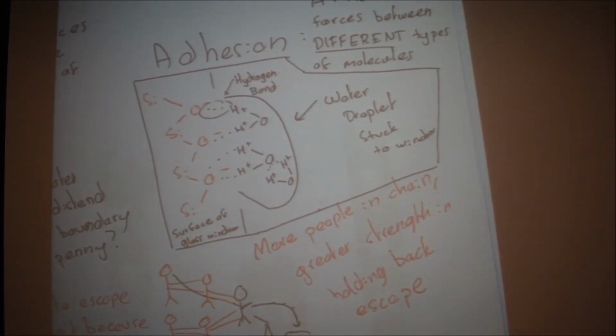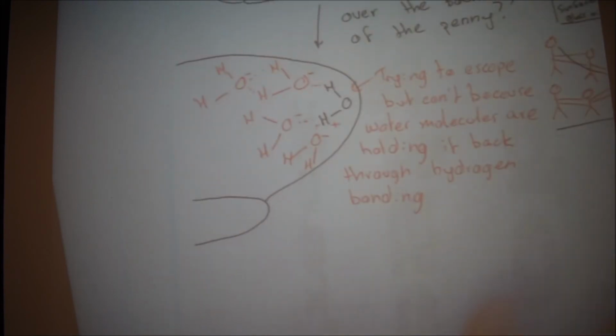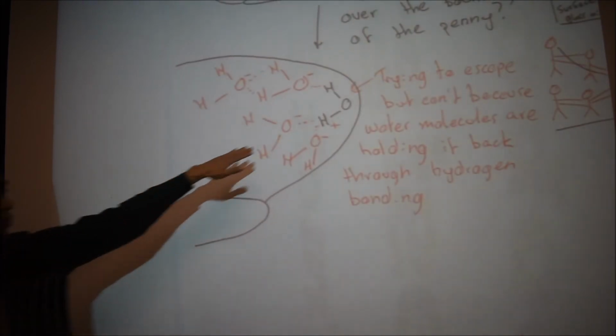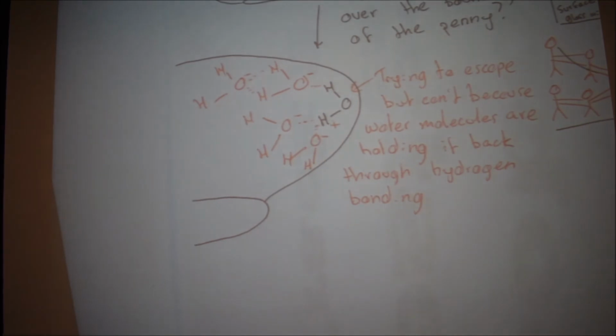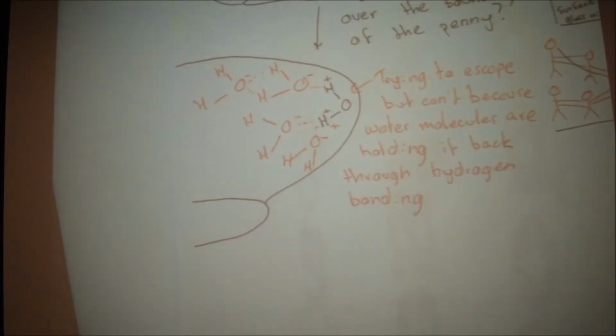In the case of the window, it's this negative oxygen interacting with the positive hydrogen of a water molecule. In the case of our water droplet, what's going on here is our water droplet is trying to escape, but it can't because all the other water molecules are holding it back. So negative and positive charge interactions through hydrogen bonding. Cool. All right, so let's go ahead and move on to the next part, which is heat capacity.